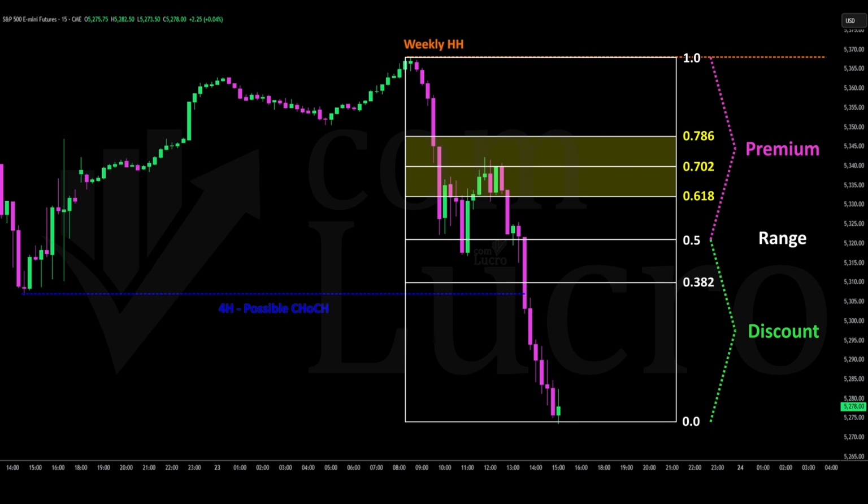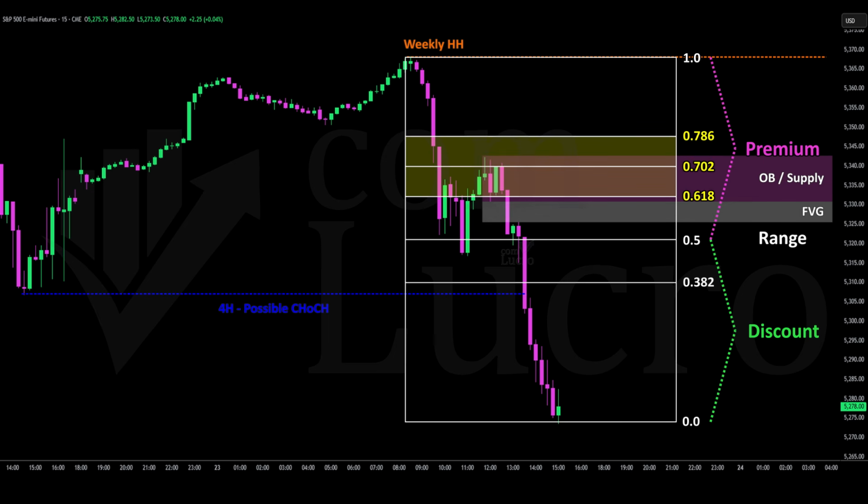One important detail here is maintaining patience and discipline. Even though price has already delivered a strong bearish move, the objective is not to chase the market, but to continue following the framework and wait for price to retrace back into the premium area of the range before looking for execution. In addition to marking the OTZ, we also identify the fair value gaps and order blocks positioned inside the premium zone of the bearish structure.